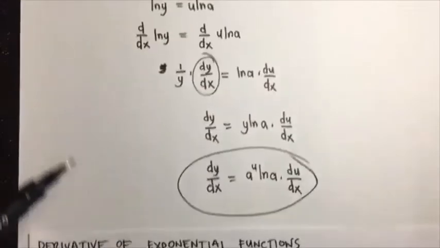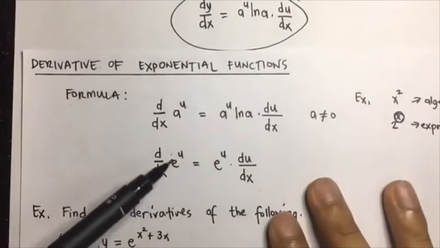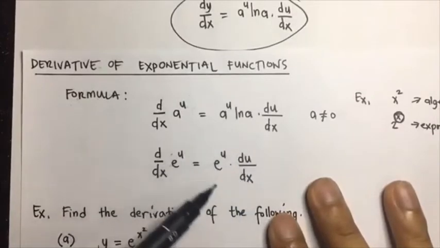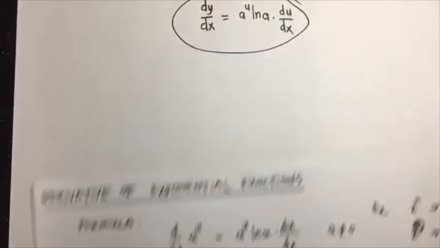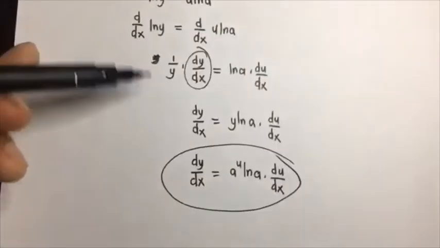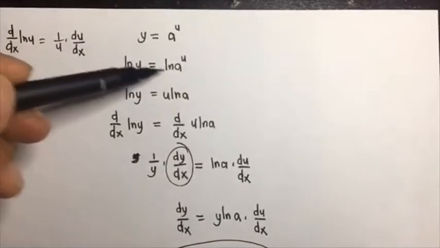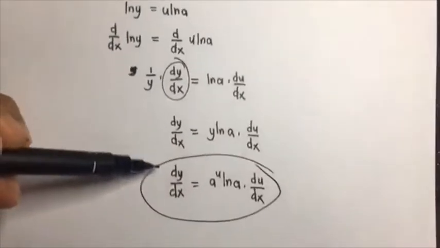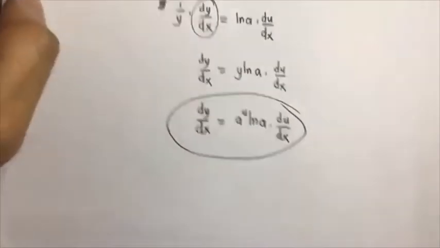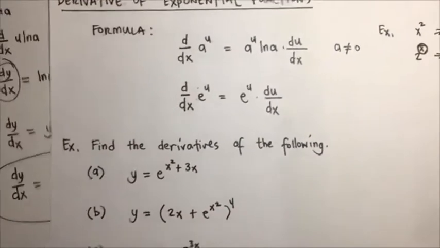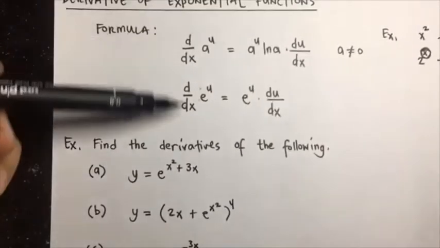Okay, so similarly, you can also solve for the derivative of e raised to u, and you will see that it is e to the u multiplied by du over dx. Okay, this process is called logarithmic differentiation, where we get the natural logarithm of both sides of the equation so that we can differentiate. Okay, so those are very simple formulas that you should be able to memorize. Okay, you have to memorize these formulas.